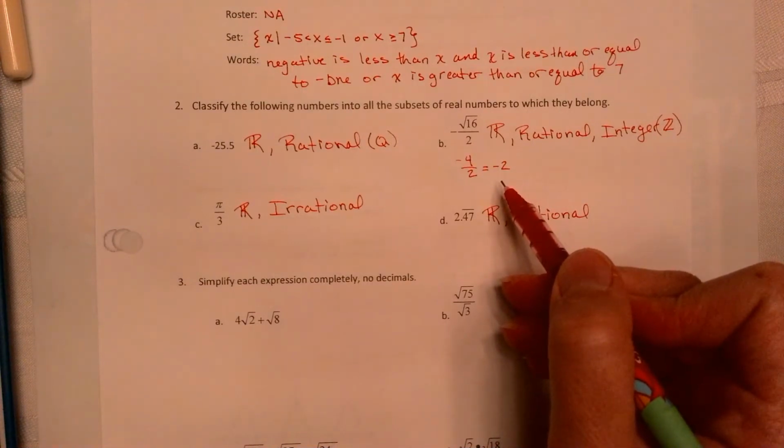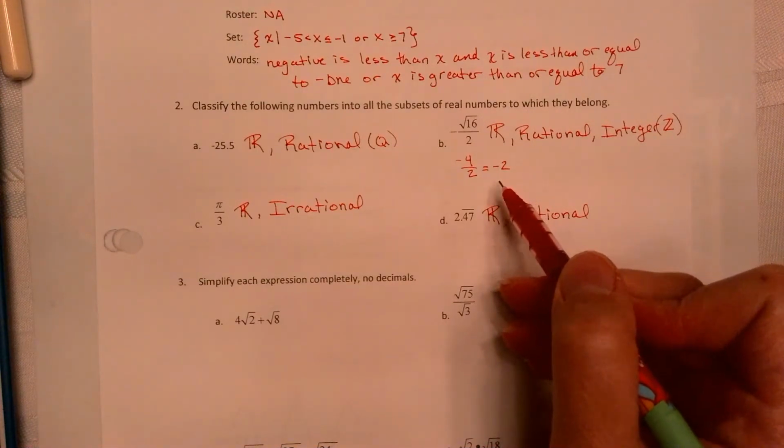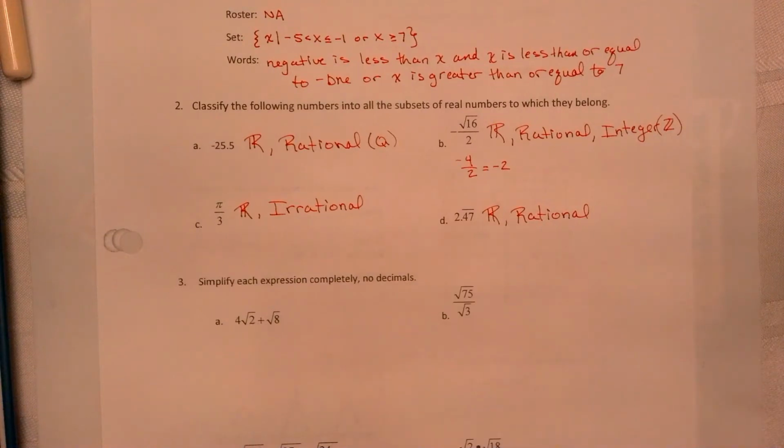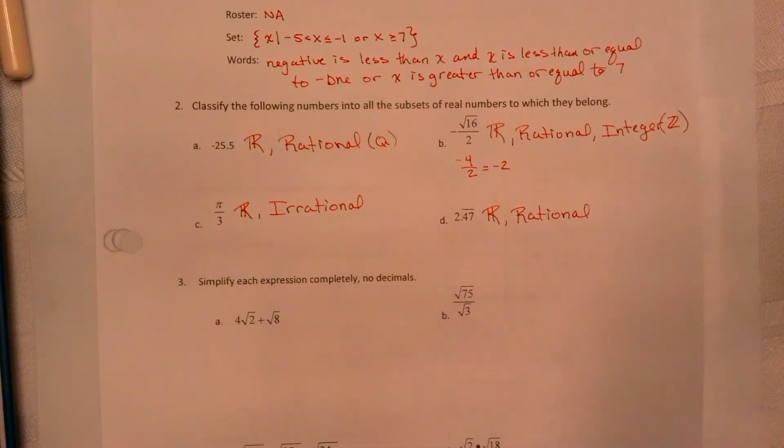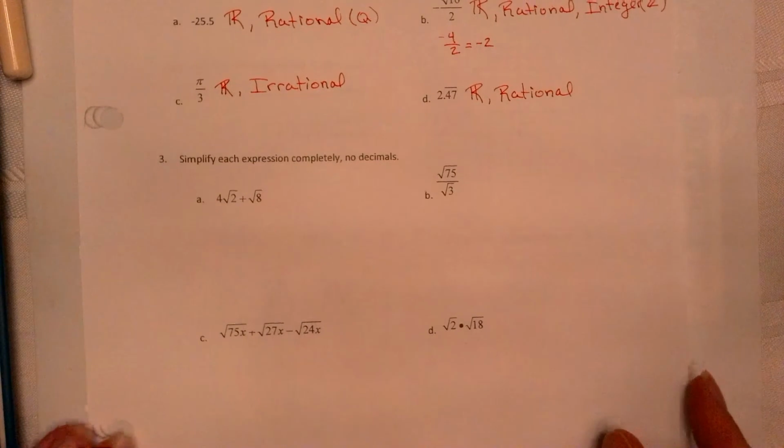And natural numbers start at 1. So the only difference between a whole number and a natural number is the number 0. And again, integers are positive and negative whole numbers. Okay, we are now jumping into roots.